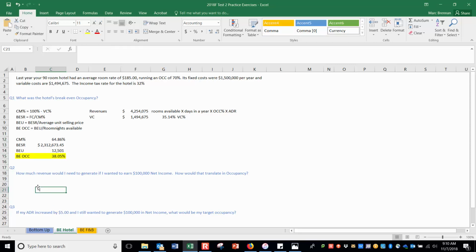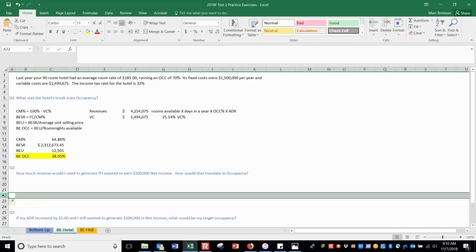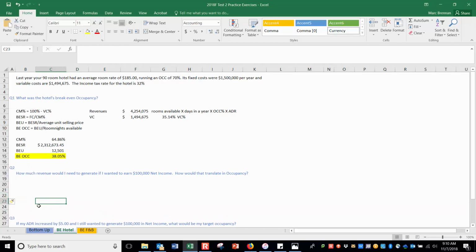Okay. So now, question number 2. How much revenue would I need to generate if I wanted to earn $100,000 net income? How would that translate into occupancy? So really what we're calculating for here, it's kind of like a break-even question, but we're going to use a break-even approach, which is going to make things just as quick.